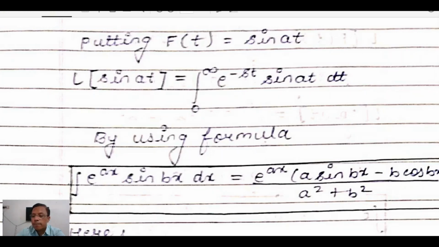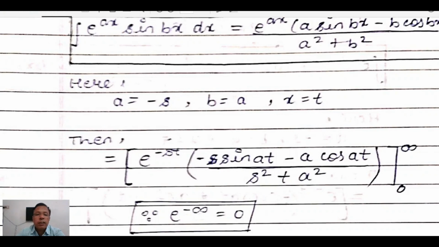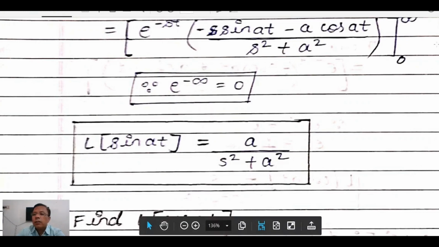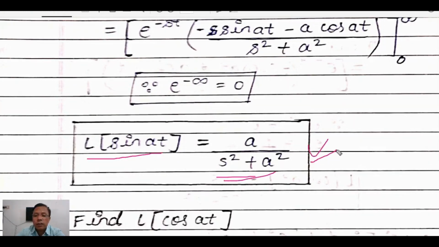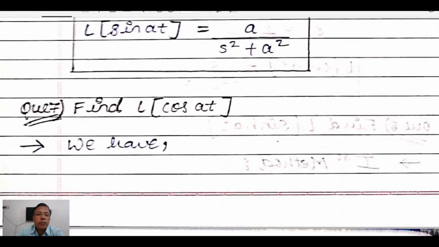So here a equal to minus s, b equal to a and x equal to t. So above integral becomes e power minus st into (minus s sin a t minus a cos a t) upon s square plus a square with limit 0 to infinity. And on solving the limits, Laplace of sin a t equal to a upon s square plus a square. This is the answer.